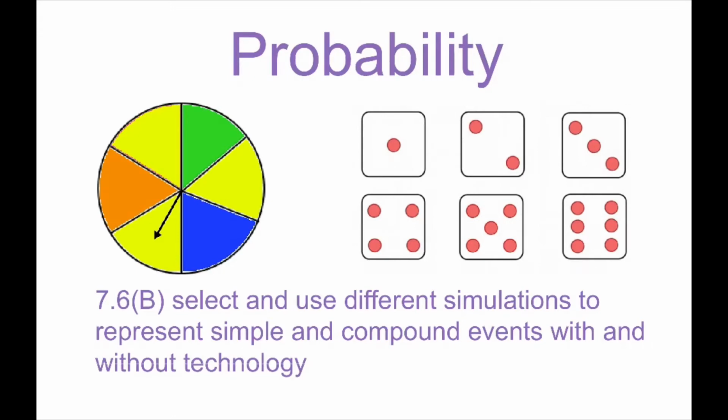So we're going to be covering 7.6b, which says select and use different simulations to represent simple and compound events with and without technology. So we're just going to continue some of the stuff that I went over in our video so that you're prepared for your practice problems today.